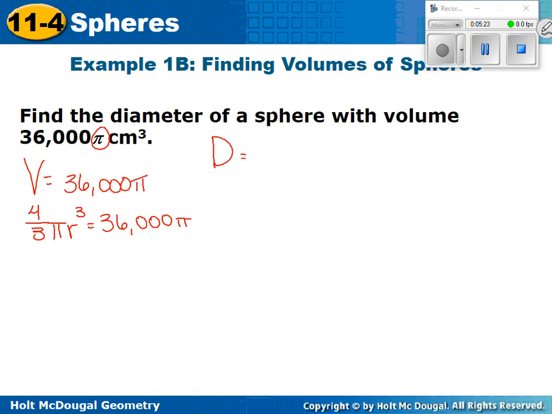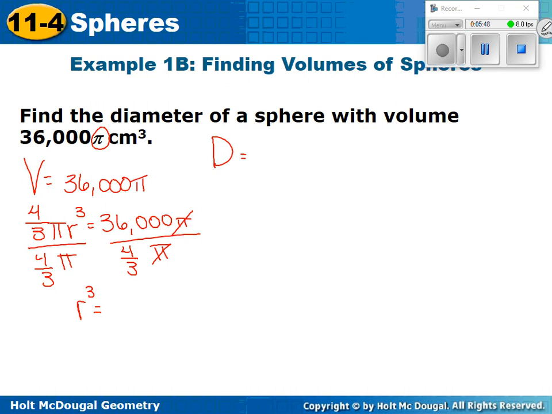All right, so what would we do here to solve for r? Divide by pi. What else? 4/3. And you can do that all at once, or you can do that separately. You're going to end up with r cubed equals, what's going to happen to those pi's? They're just going to cancel out. And what is 36,000 divided by 4/3?